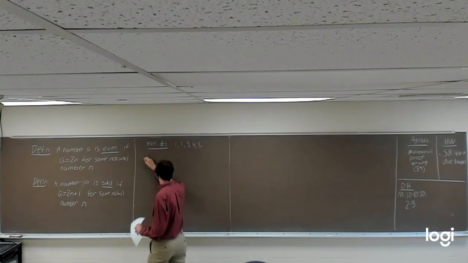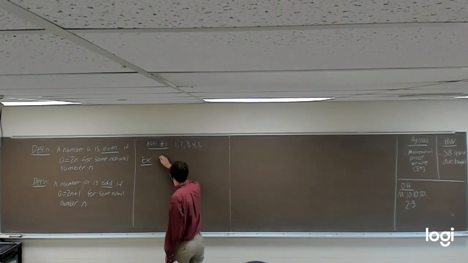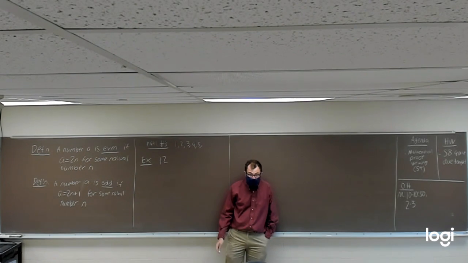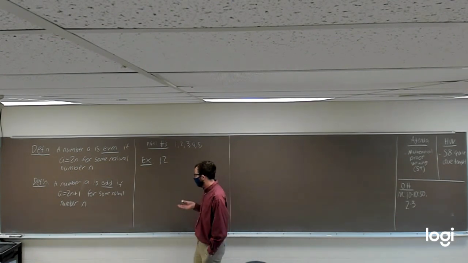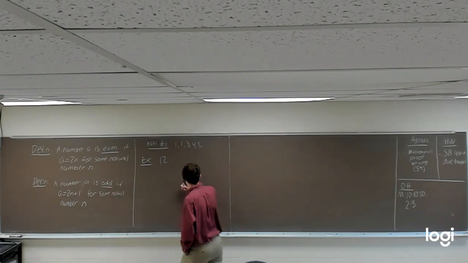So as a quick example, if we were to look at the number 12, would you say that 12 is going to be an even or odd number based on your experience? Even. 12 is even? What makes 12 an even number? Because it can be divided by 2. Yeah, 12 is a multiple of 2. There is some natural number that we can multiply by 2 that'll be equal to 12.